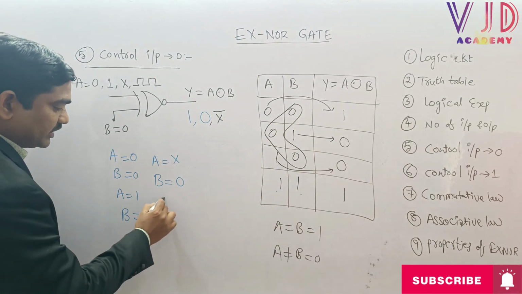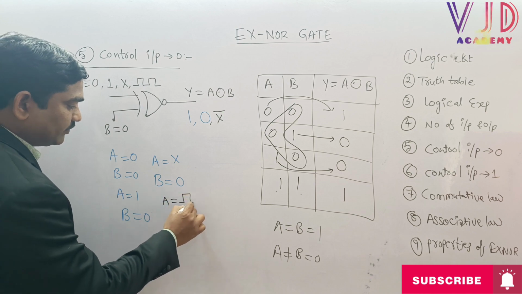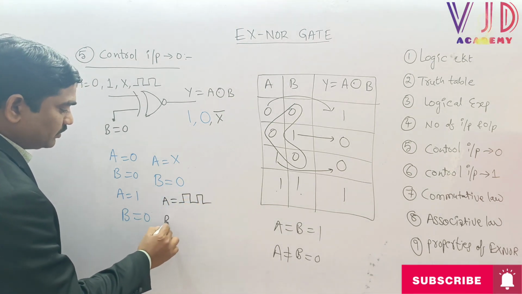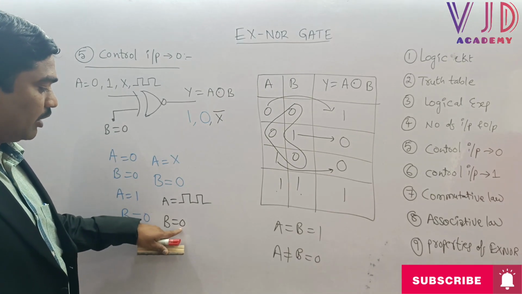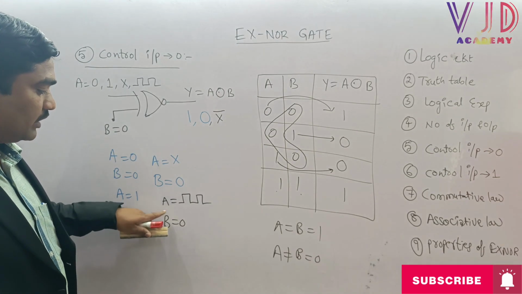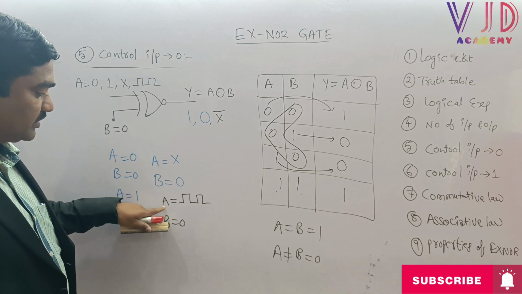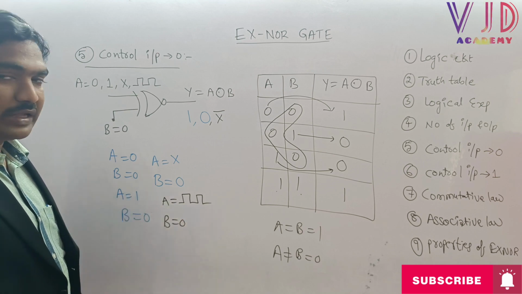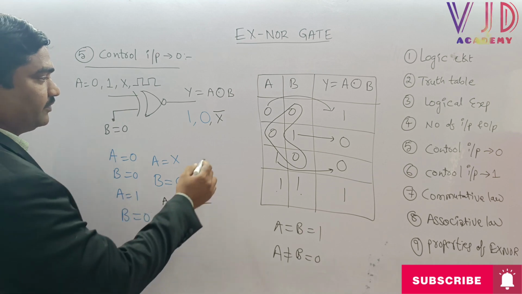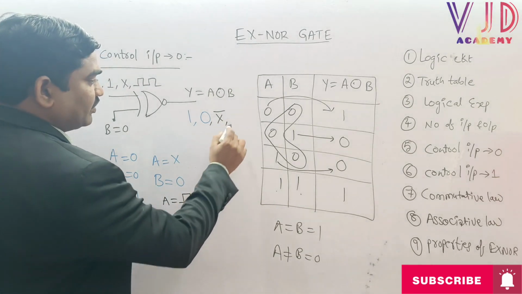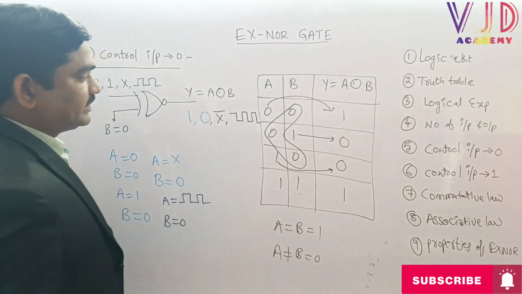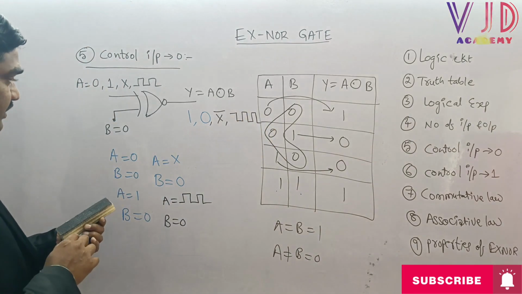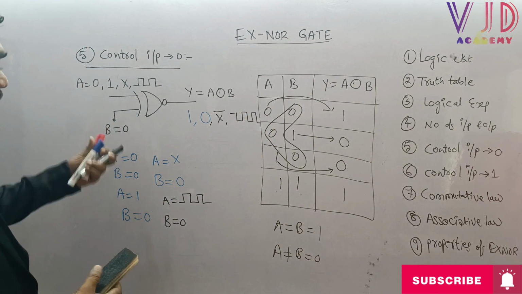And now the fourth case, sir: A equal to square wave, and B equal to 0. Here also one of the inputs is 0, so output will become the opposite of the other input, and the other input will become inverted. We can say this is the square wave and this will become inverted. So this is the case where one of the inputs is 0, or we can say the control input 0 case.